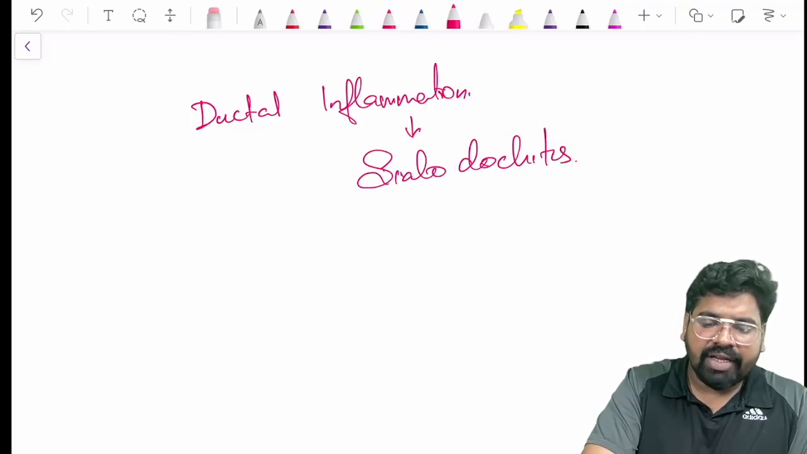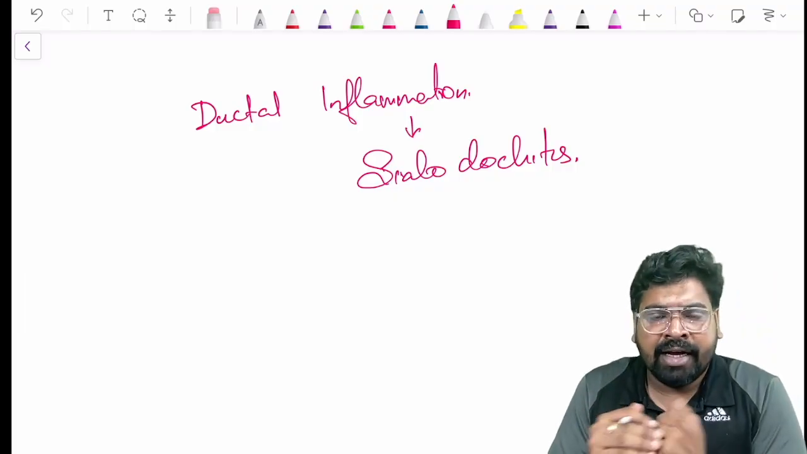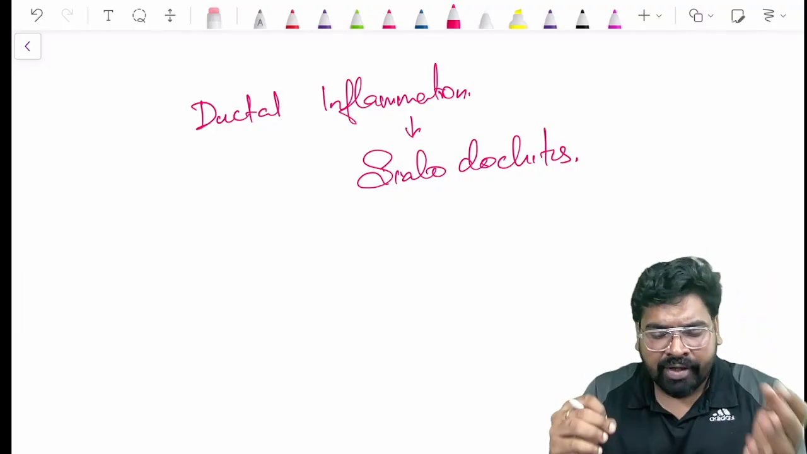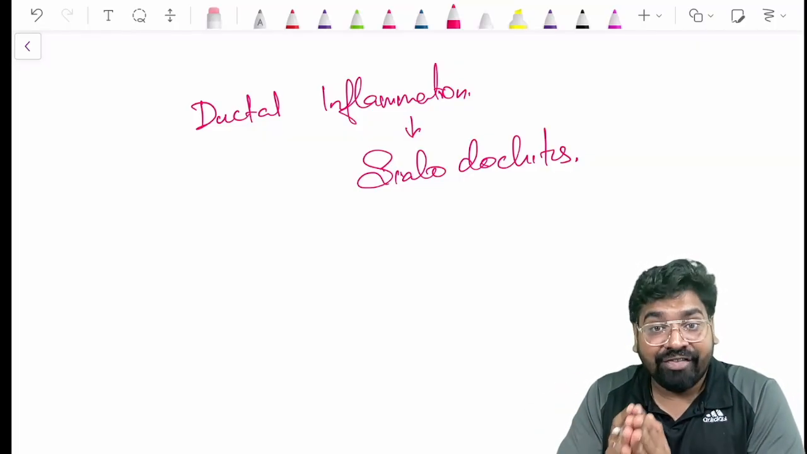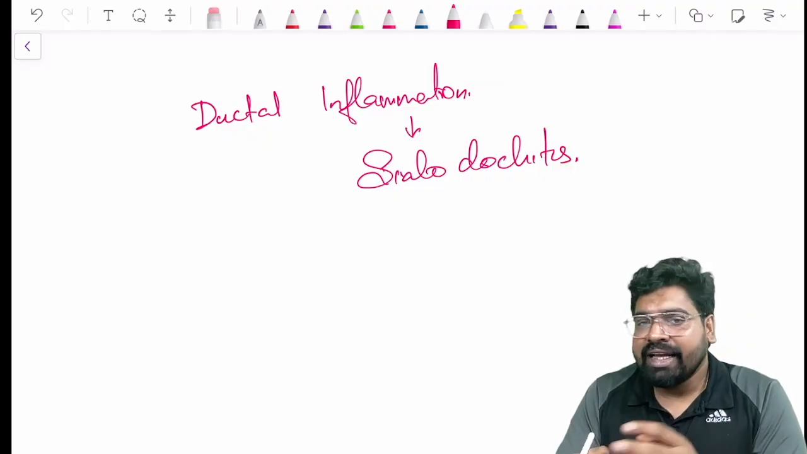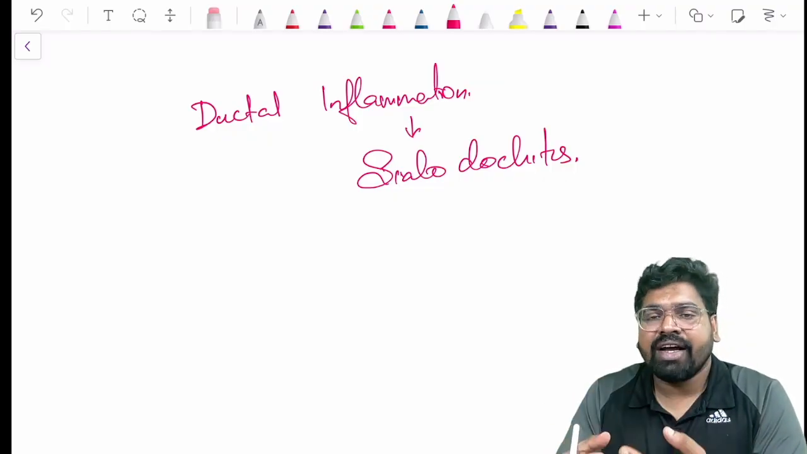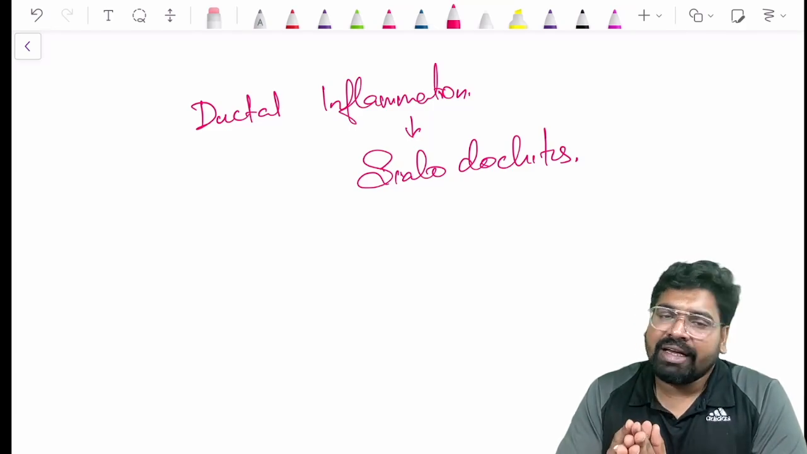Sialodochitis. These terms are very important because they ask you in your exam. When we are doing, there's a technique called sialography. Sialography is a technique to identify the pathologies in salivary gland.